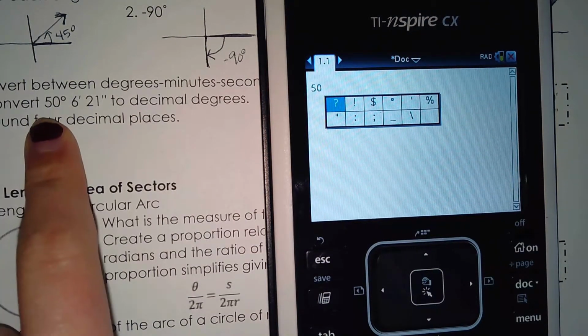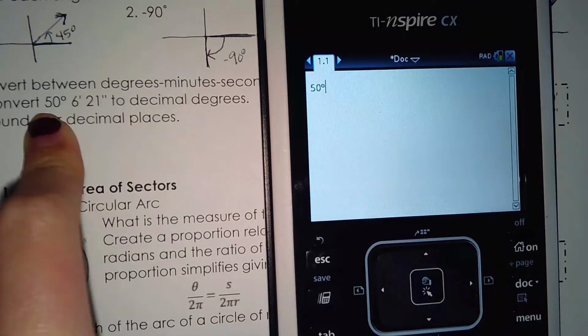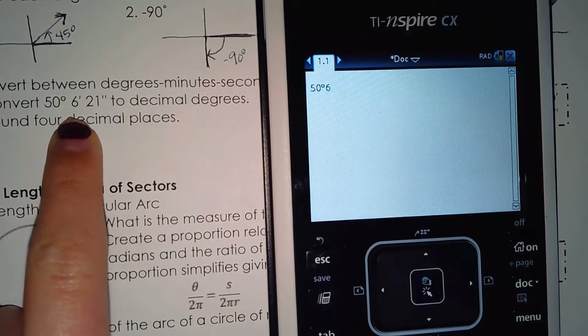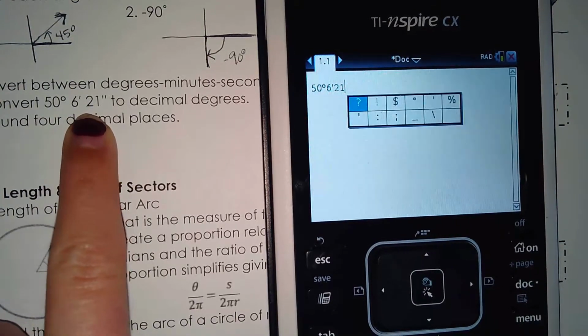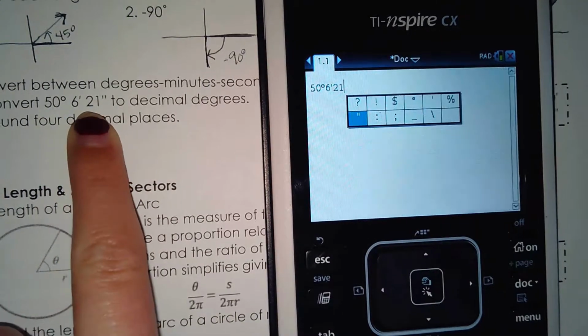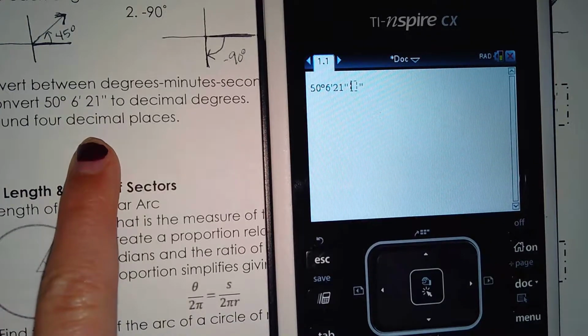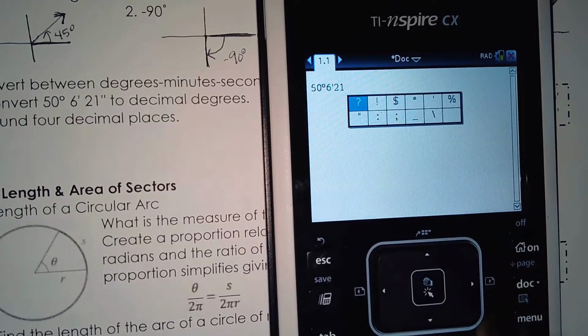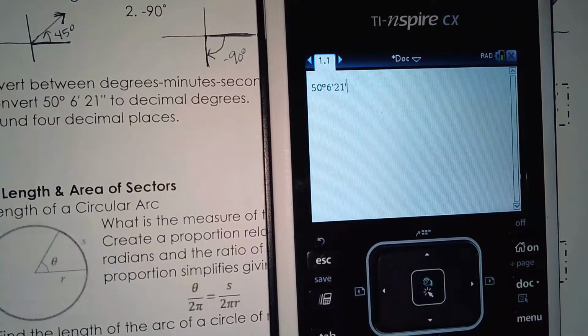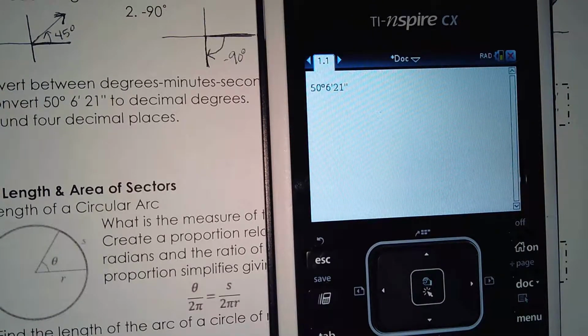If you want 50 degrees, you'll just use your little degree symbol here. And then 6 minutes. So again, hit that question mark and use the minute one. And for seconds, you'll do the question mark again, and it's right below the question mark. All those symbols are under the question mark button that's at the bottom of your calculator beside the G.